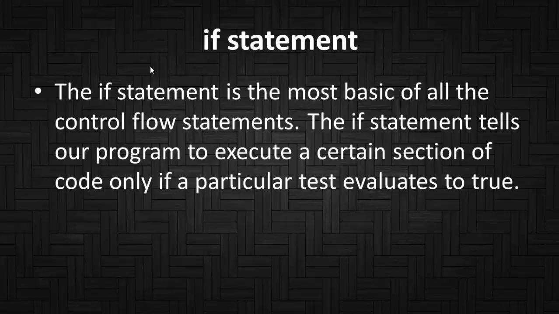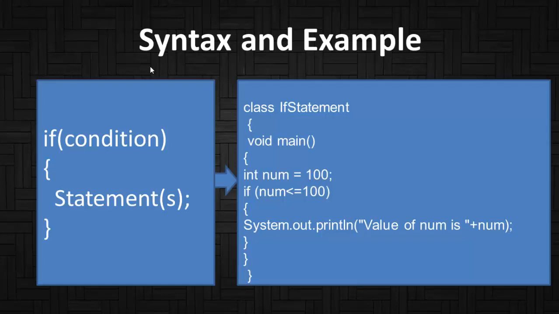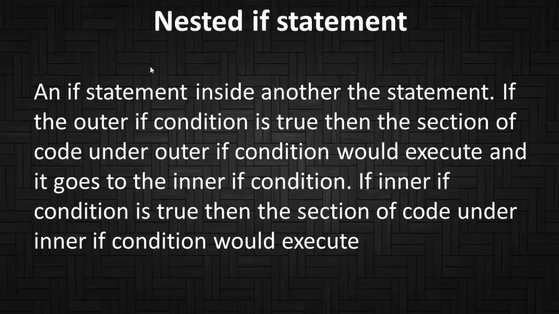The first one is the if statement. The if statement is the most basic of all the control flow statements. The if statement tells our program to execute a certain section of code only if a particular test value is true. The syntax will be: if (condition) statements. So here there is a given example. If the number is given as 10, if the number is less than or equal to 100, it has to print the statement.